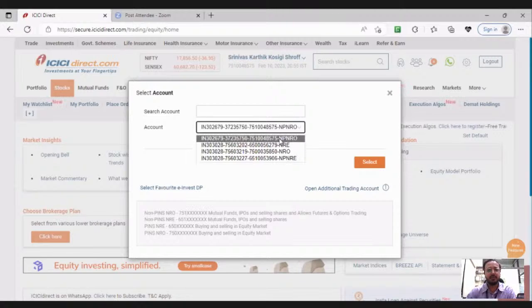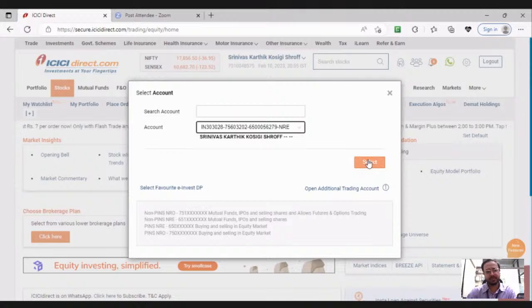NP NRO means it's a non-pins NRO, and NRO over here will be a pins NRO. Same, NRE here is a pins NRE, and NP NRE is your non-pins NRE, right? So if I want to invest in stocks using my NRE fund, this is the account that I need to select. I select and I click on select.